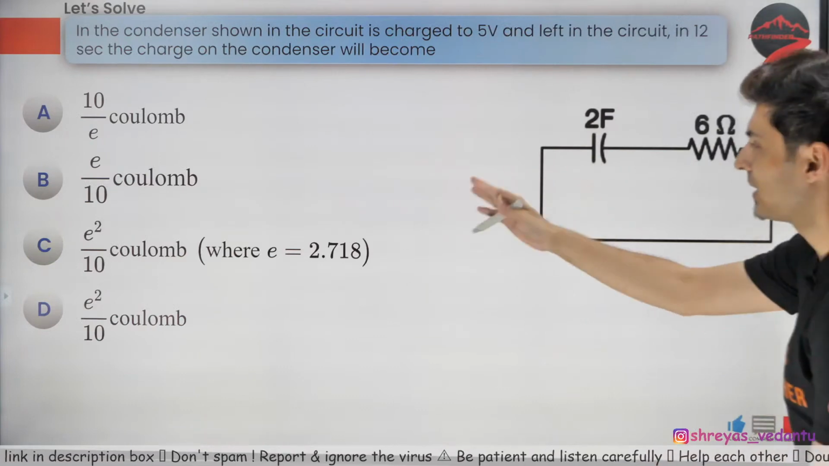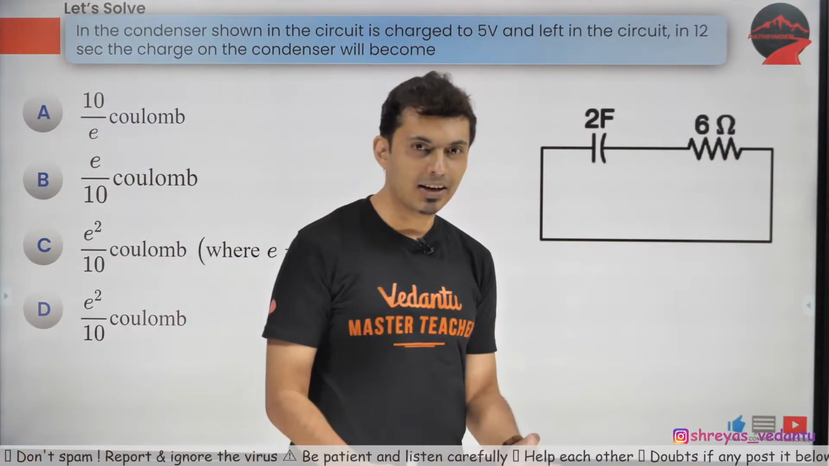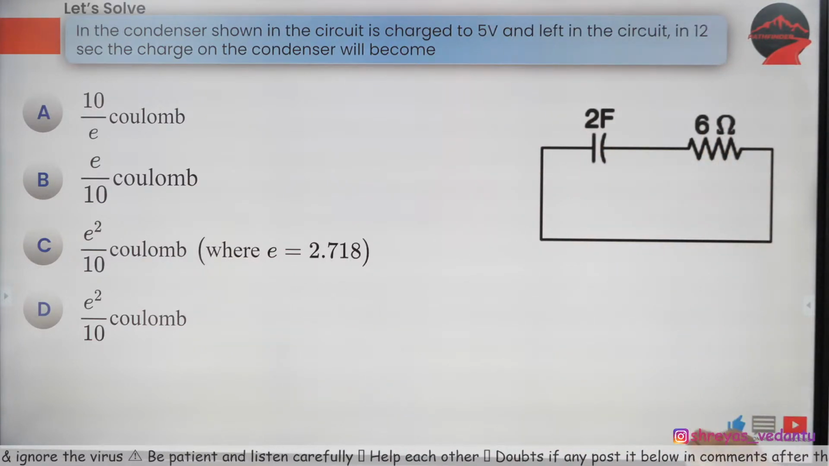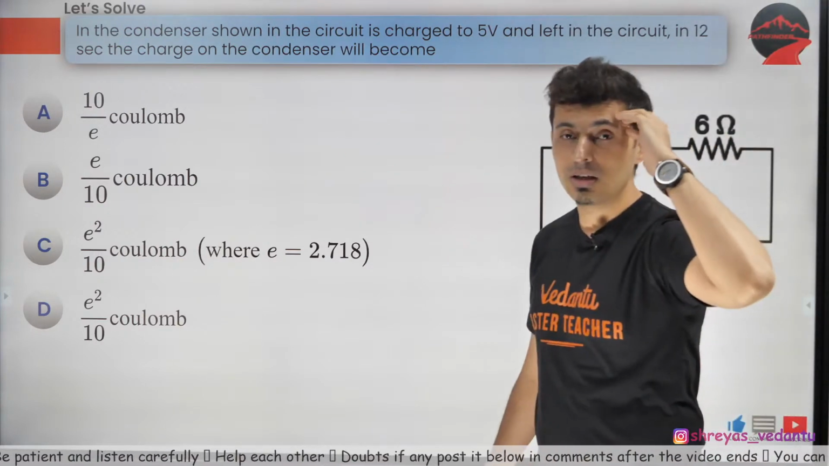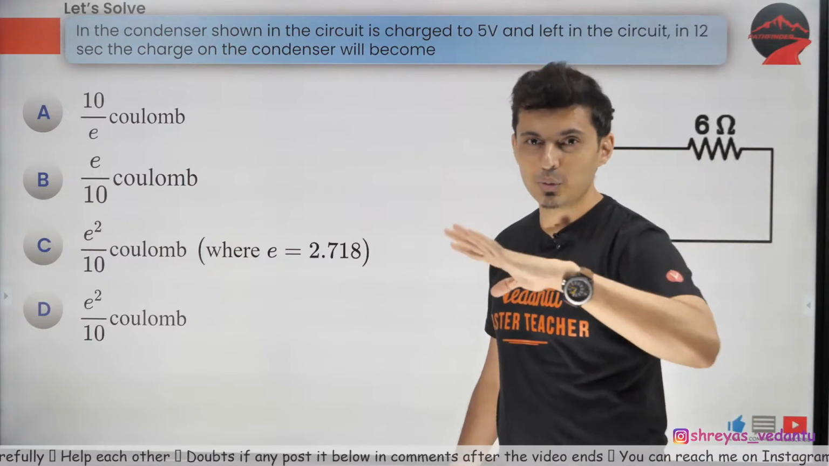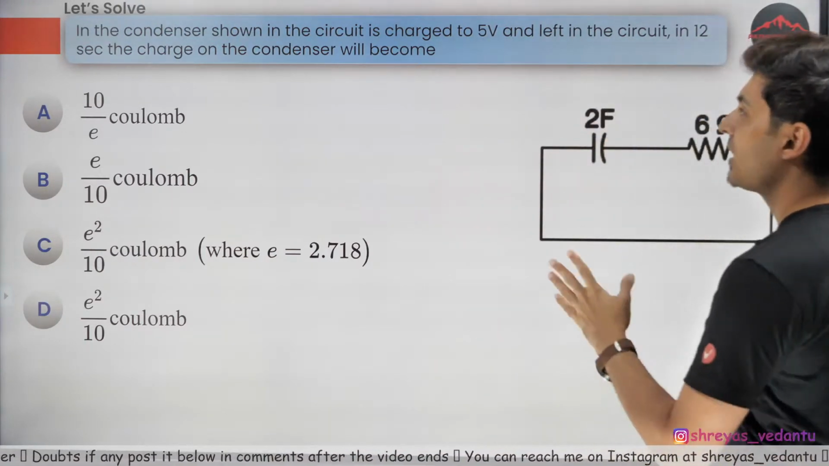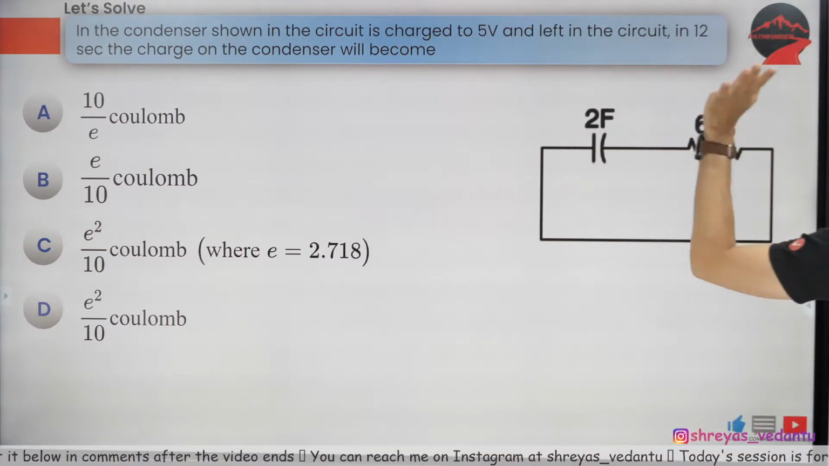Okay, so ignore that. Last question coming up on your screen. My lovely 12th standard students, let's do this. In the condenser shown, condenser means capacitor, don't get confused. It's just a nickname, just like you have nicknames in school and your relatives and your cousins. So same way, it's a nickname. Condenser shown. The circuit is first charged to 5 volts and left.